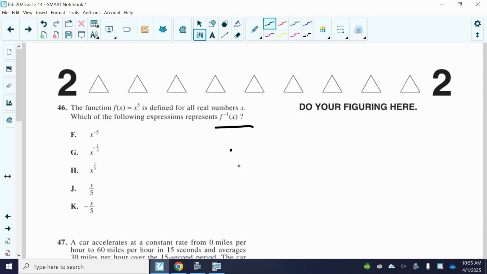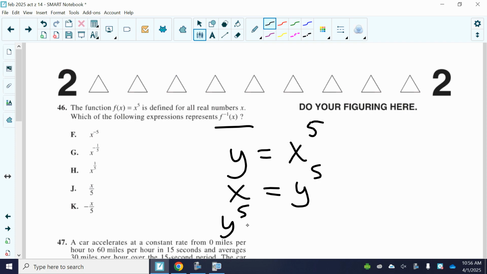Y'all know inverse function. What do? You switch the y and the x. So x equals y to the 5th, which means y to the 5th equals x. You solve that by taking the 5th root. So it's x to the 1/5 power.